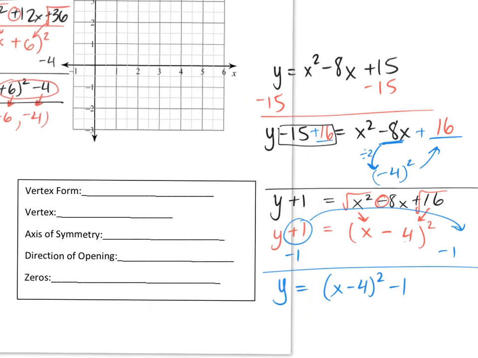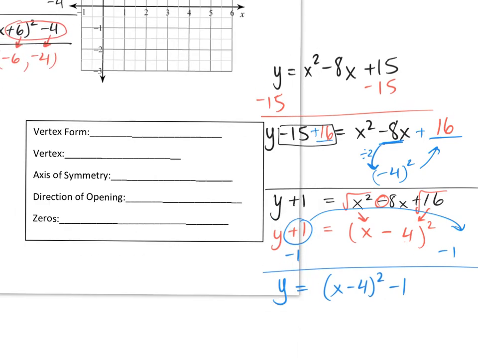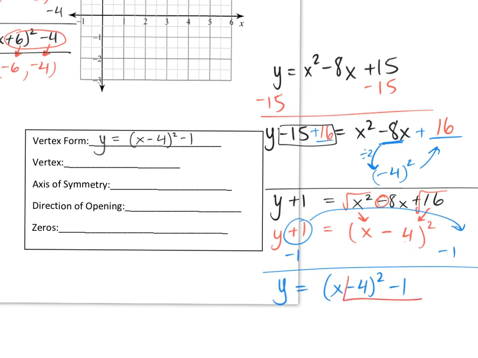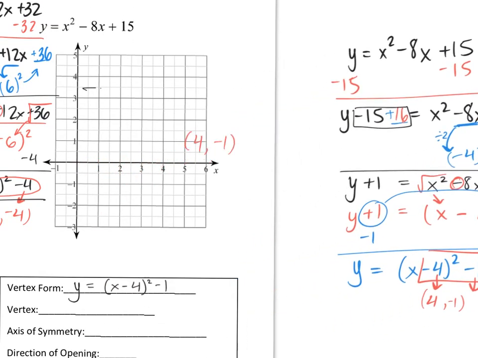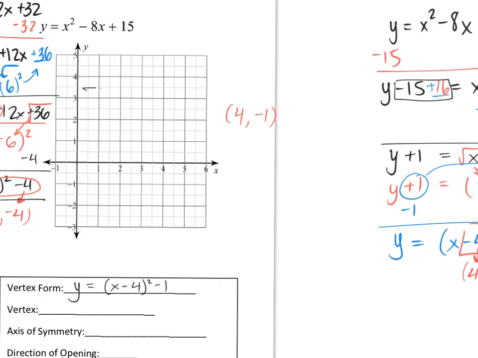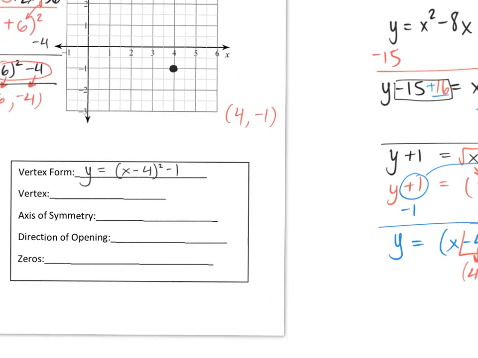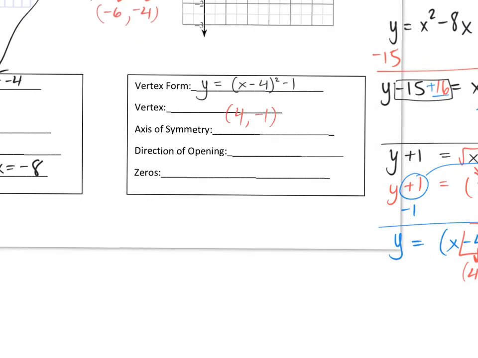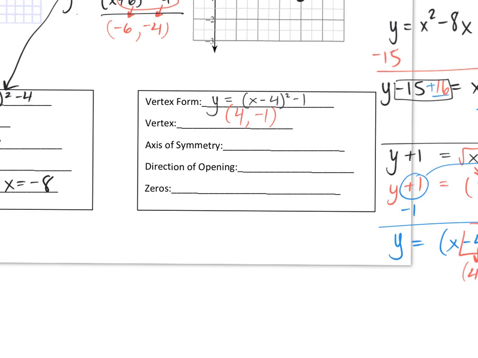So I have y equals x minus 4 squared minus 1. So my vertex is staring me in the face. I switch the sign, I leave the sign, so that's 4 comma negative 1. Let's go ahead and graph that. 4 comma negative 1 would be right here. And finally, I think you could already tell me what my axis of symmetry is. My axis of symmetry is the line that goes right through that value, so x equals 4.